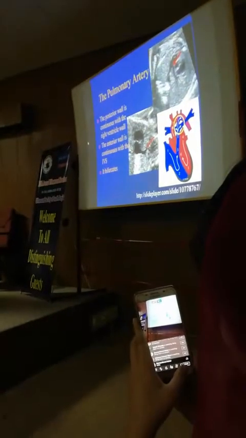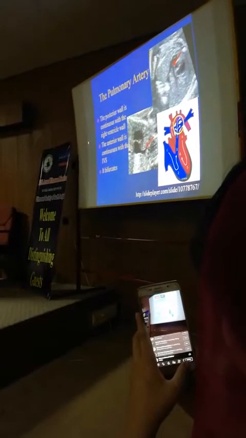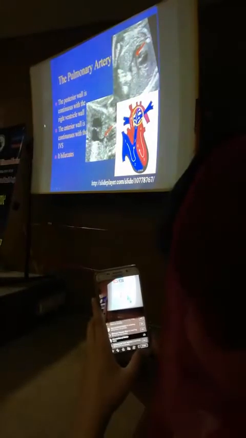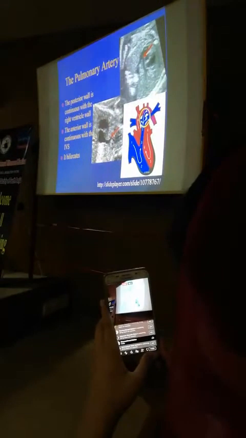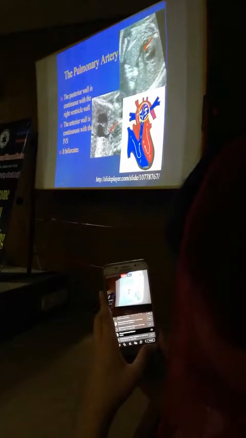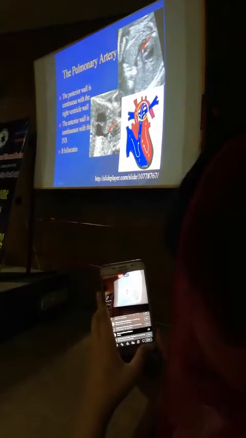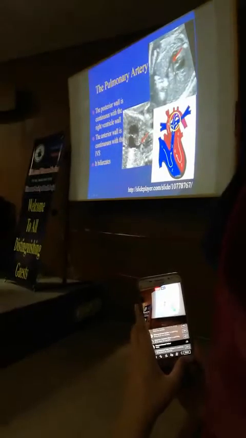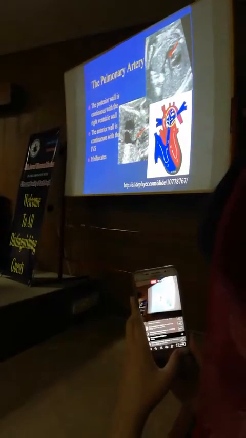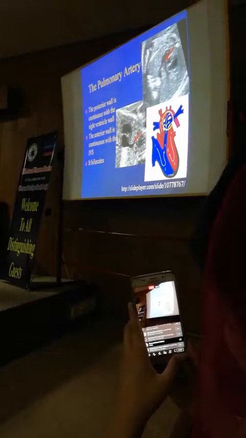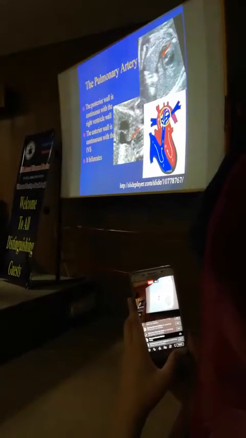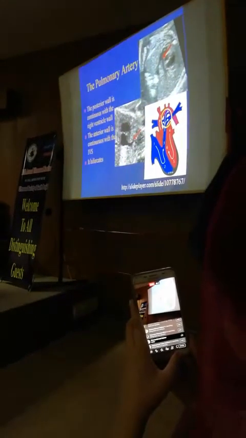Pulmonary artery. It starts from the right ventricle, divides into right and left, and then continues straight as the ductus artery. Okay? So, if you see something that is dividing next to the aorta, you're looking at the pulmonary artery. If it is dividing, lying next to the aorta, you're looking at the pulmonary trunk and its divisions.